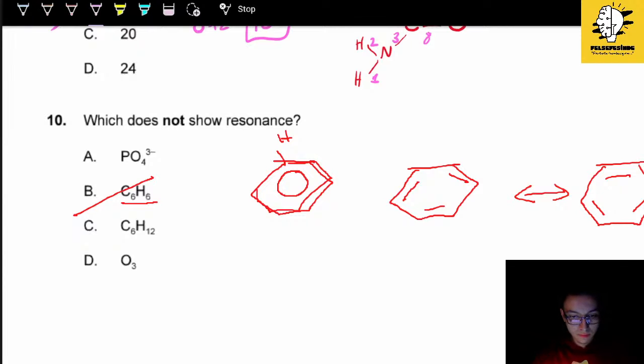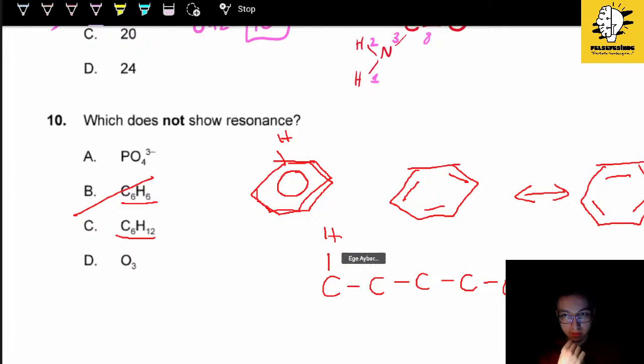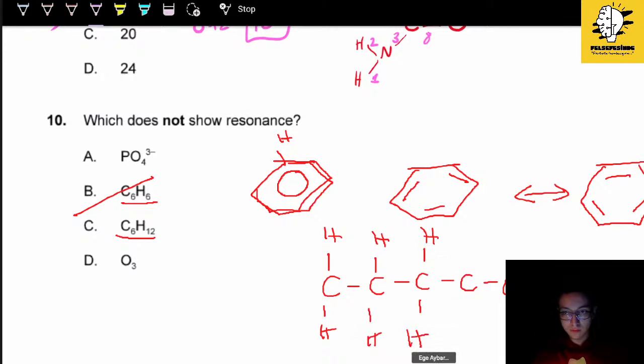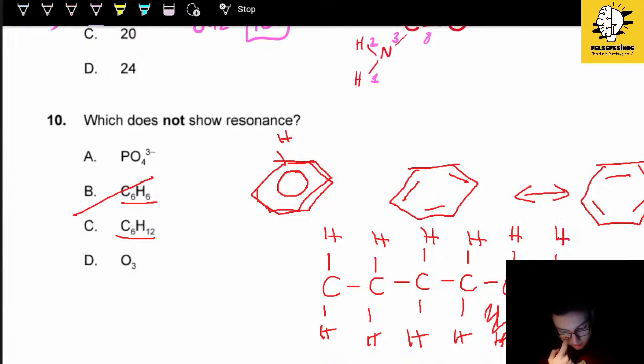In C, it is the structure of hexene. It is the structural formula. Let's write hexene, guys. C, C, C, and one more. H, H, H, H, H. Okay, let's draw the thing here. Alright, this is the structure.